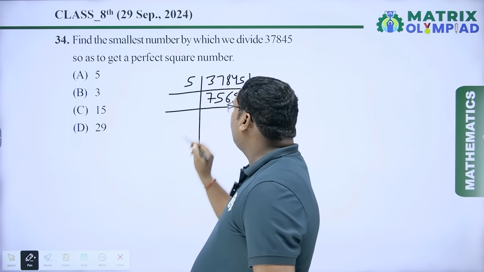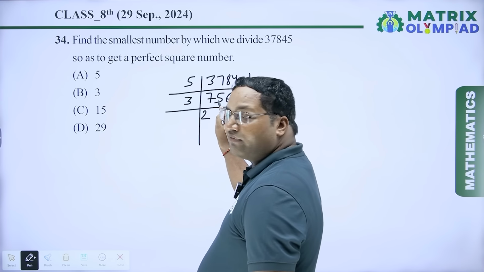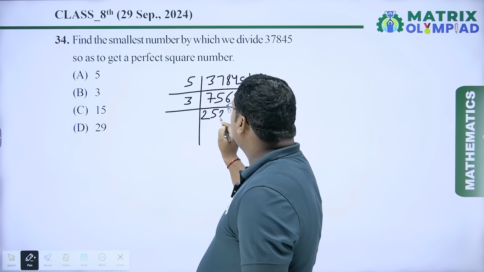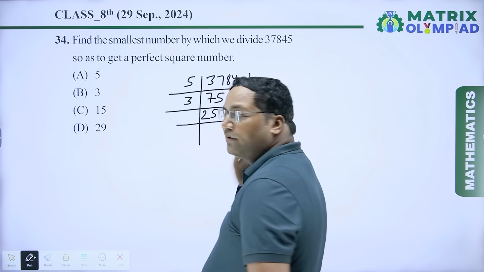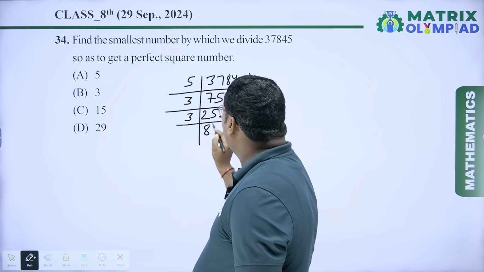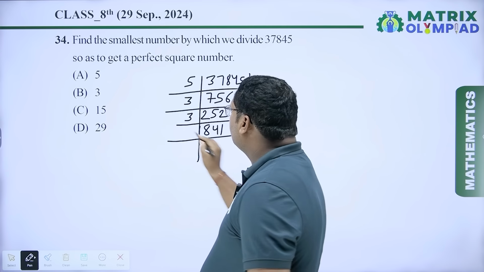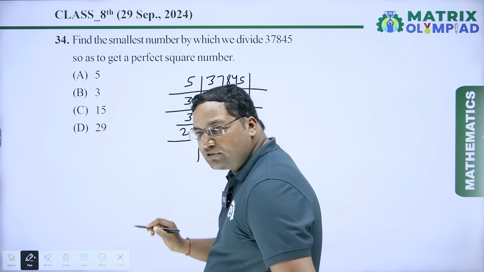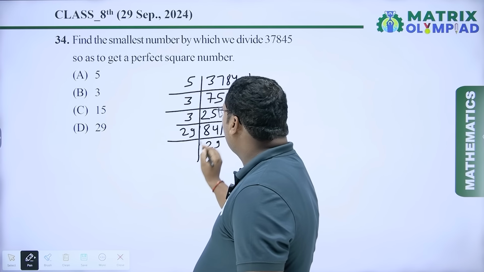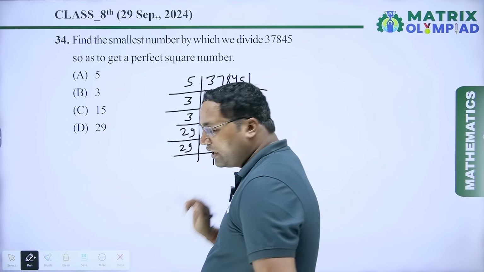Now this number is divided by 3. 3 2s are 6, 1 5. 3 5s are 15. 3 2s are 6. 3 3s are 9. Now this number is also divisible by 3. So 3 8s are 24. 3 4s are 12. 3 1s are 3, and 841 is the square of 29. So it is divisible by 29. 29 29s are 841. So it is also divisible by 29.